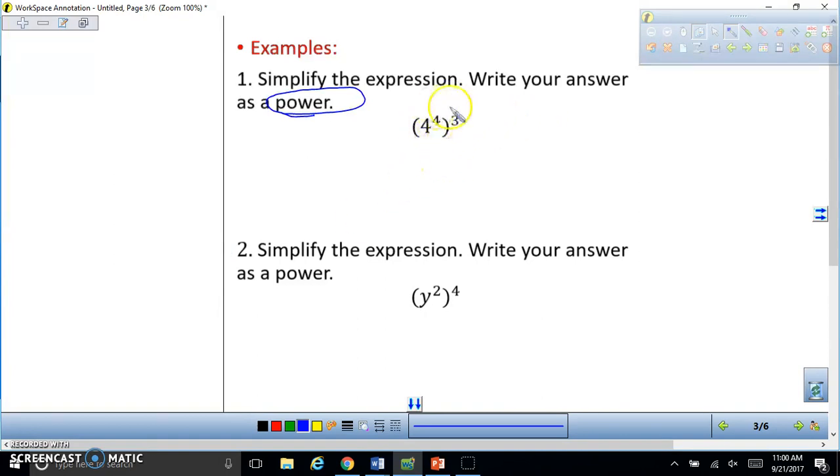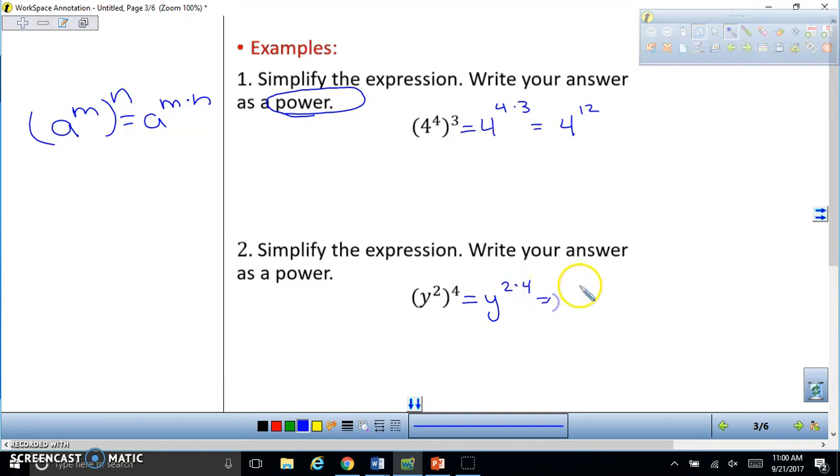All right, this one is a power to a power. So power to power is a to the m times n, one base. I'm saying one big number. I'm going to multiply m times n. So I should do 4 to the 4 times 3, and 4 times 3 is 12. So 4 to the 12th. This is a power, and we're good to go. Again, this one is also a power to a power, so I'm going to do y to the 2 times 4, and 2 times 4 is 8, so this is y to the 8th. All right, let's go on to example 3.